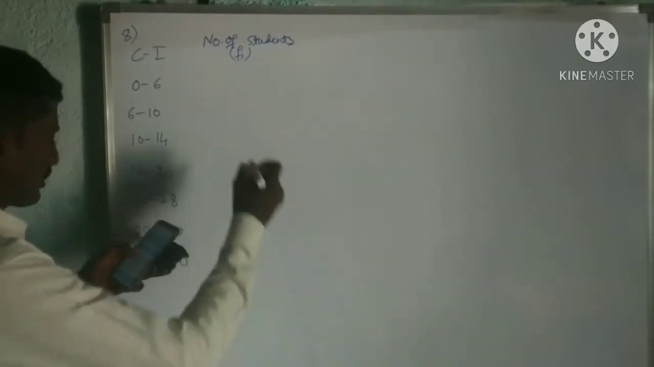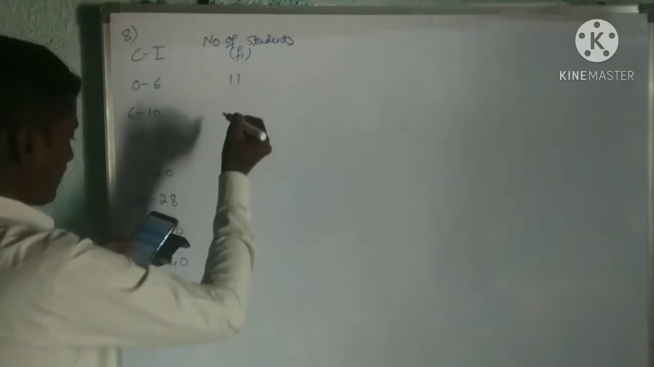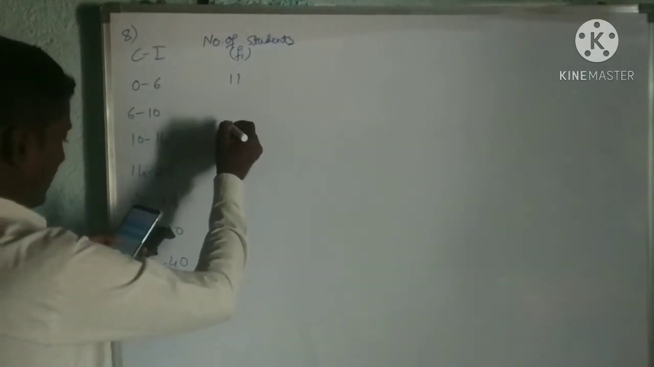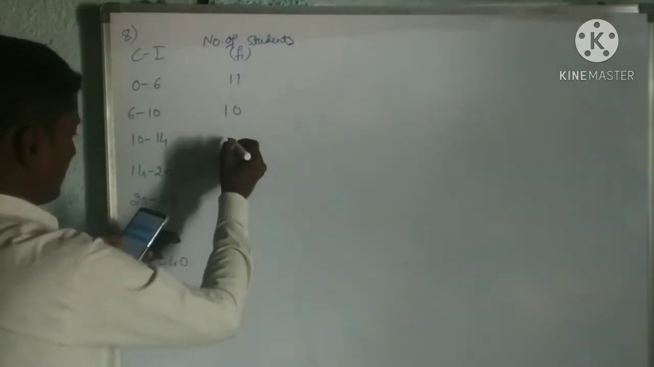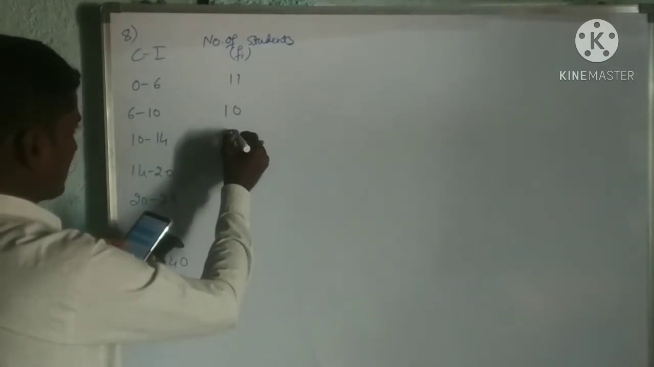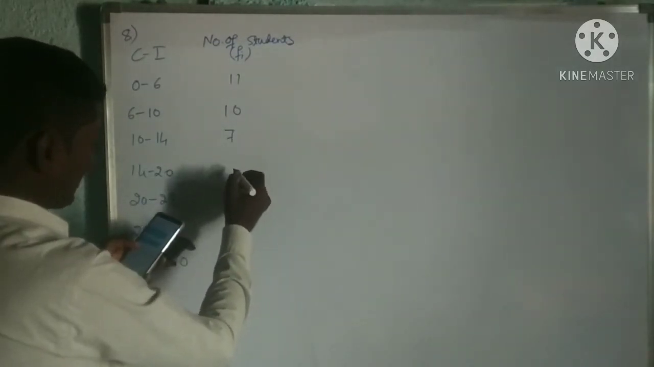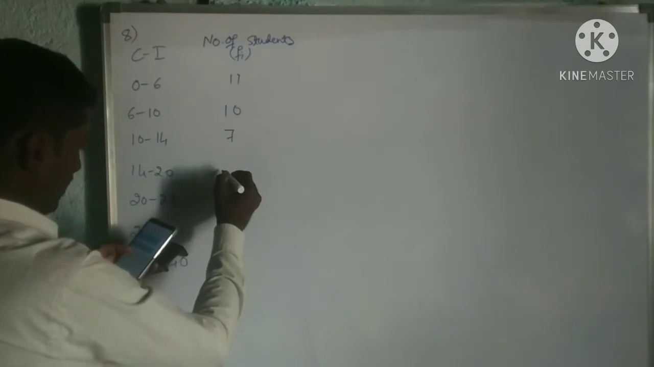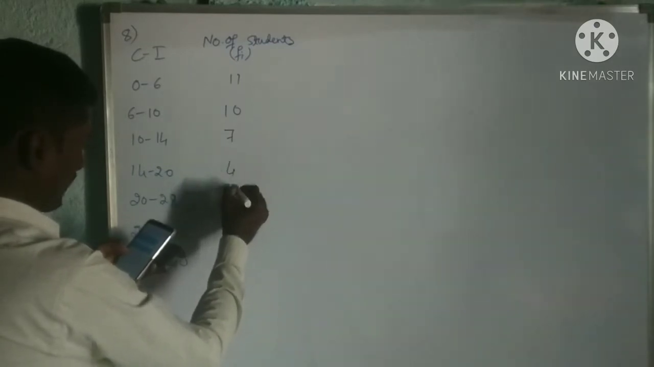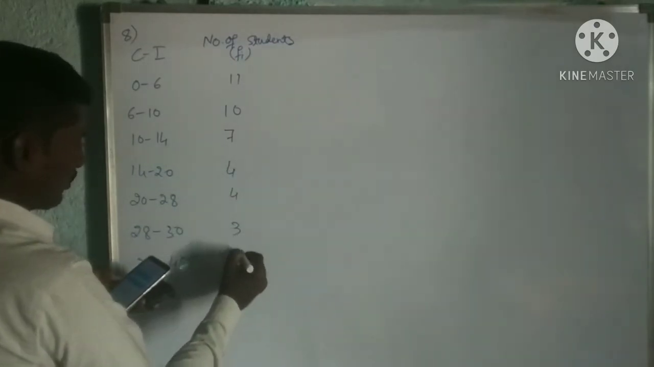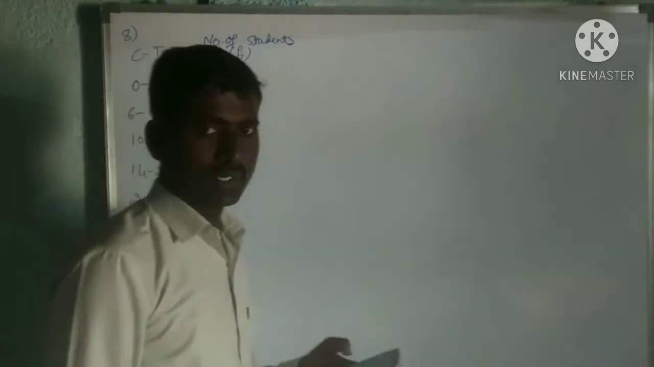Okay. Now 0 to 6, that is 11 students. 6 to 10, 10 students. 10 to 14, 7 students. Then 14 to 20, how many students? 14 to 20, 4, then 3, 1. Okay, these are the number of students.